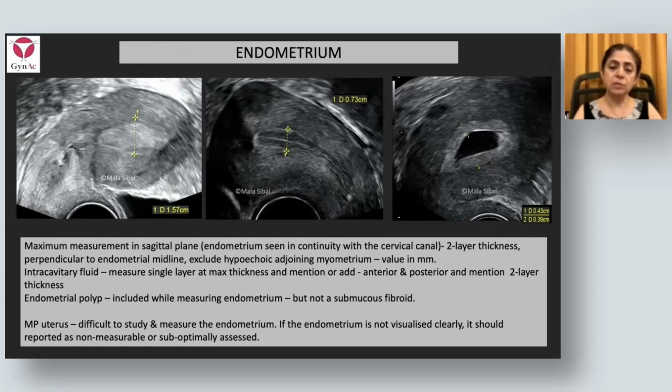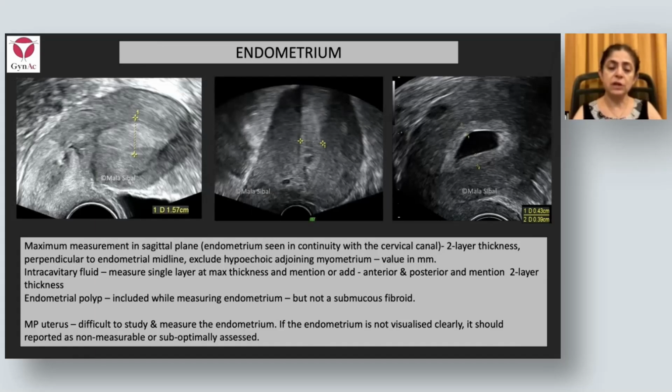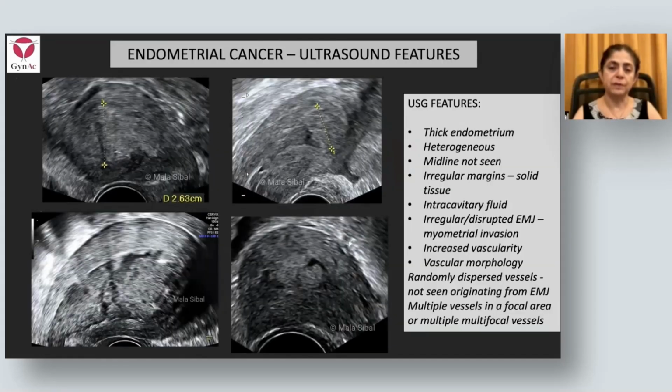If you have an endometrial polyp, you include it in the measurement because after all, it is endometrial pathology. But if, for example, you have a submucous fibroid, you do not include it in the measurement of the endometrium or in the endometrial thickness because it is not endometrial pathology. If a patient has a mid-positioned uterus and it is difficult to study or even measure the endometrium, it should be reported as non-measurable and suboptimally assessed. And these women with postmenopausal bleeding and suboptimally assessed endometrium do require further evaluation with saline infusion or with hysteroscopy.